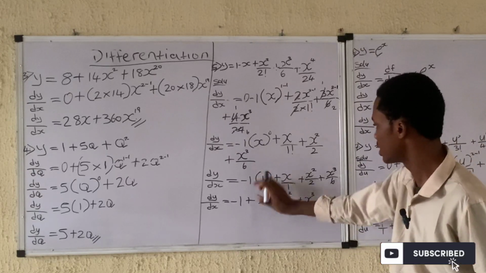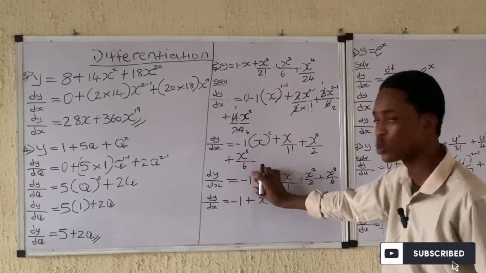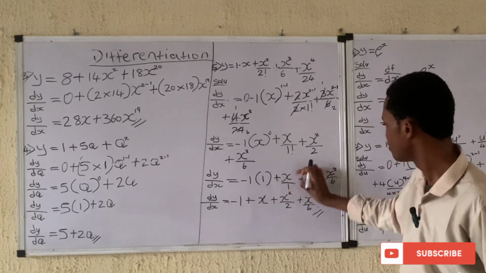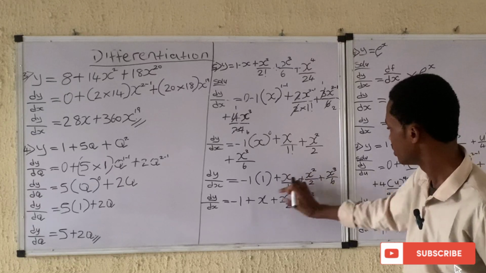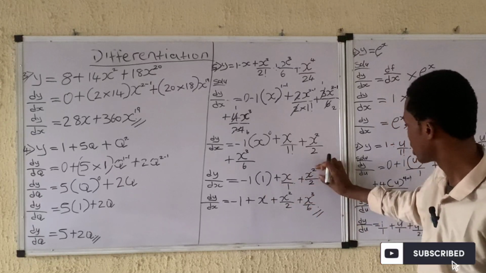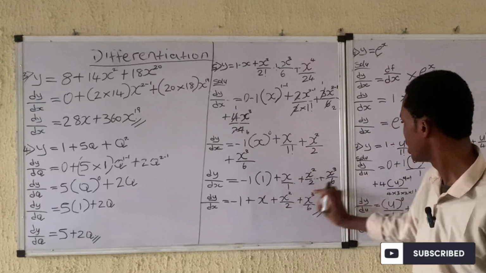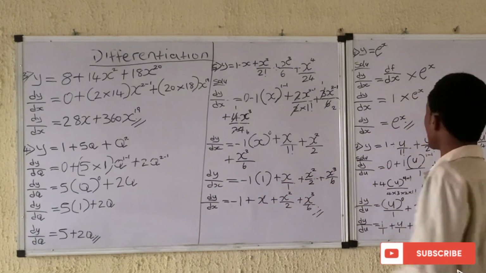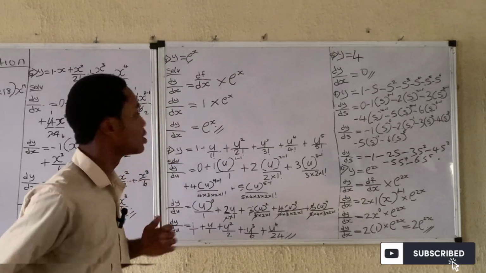Now we multiply this with this. dy dx equals minus 1 times 1, minus 1. This plus, we repeat this plus here. x divided by 1 gives us x, plus, we repeat this one, x raised to the power 2 all over 2, x raised to the power 3 all over 6. So this is the final answer for this question. Now, going to question 6.